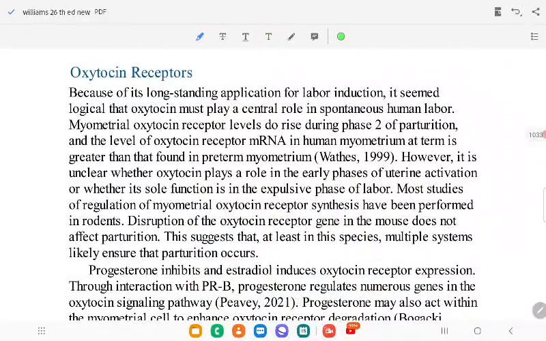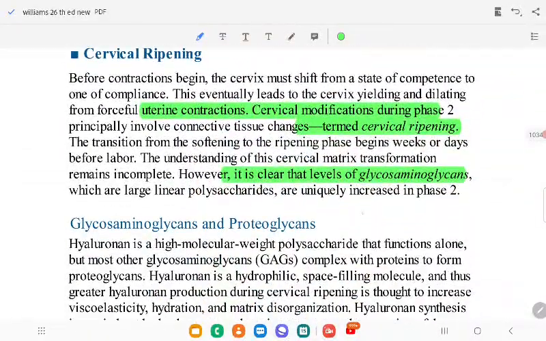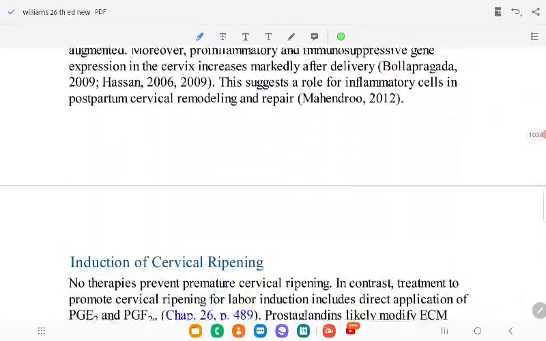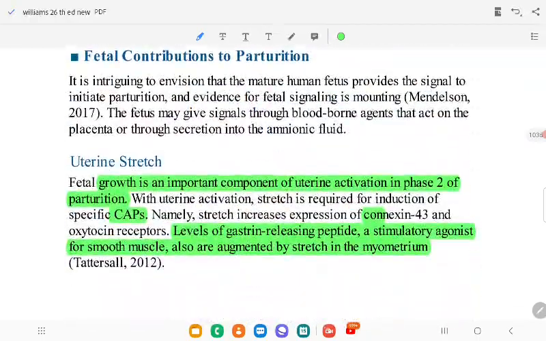Then oxytocin receptor has to be increased during cervical ripening. Cervical modification during phase 2, principally in the connective tissue, is termed cervical ripening. Inflammatory phase, induction into the cervical epithelium.